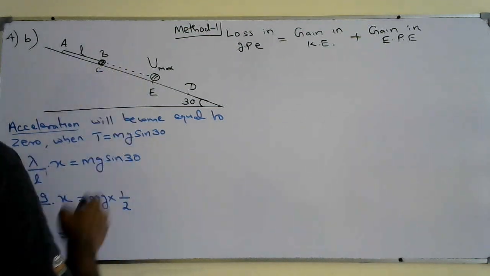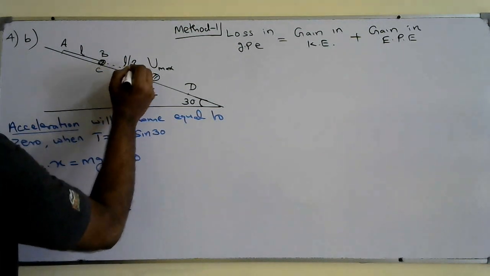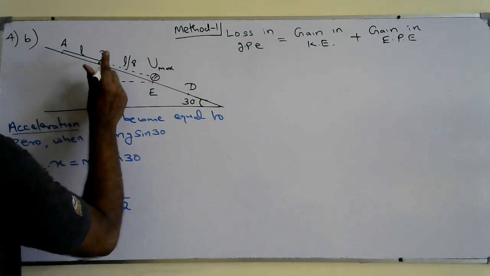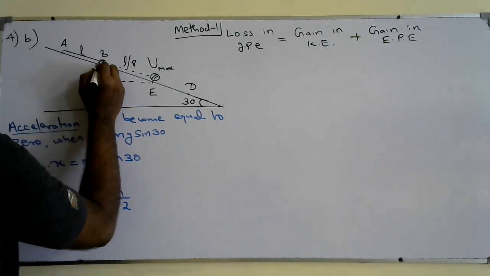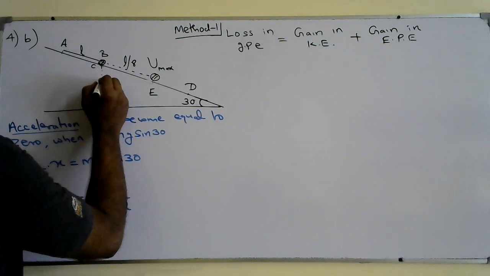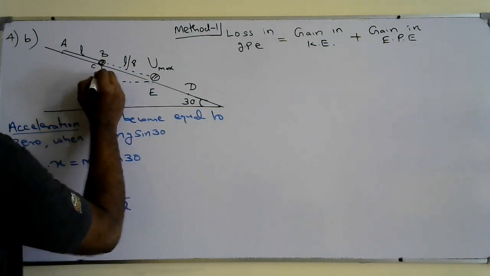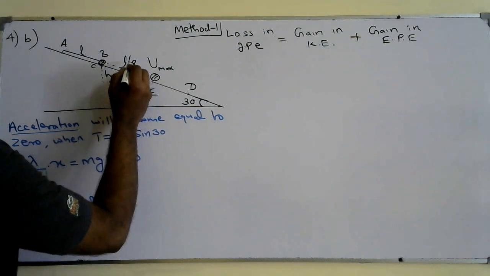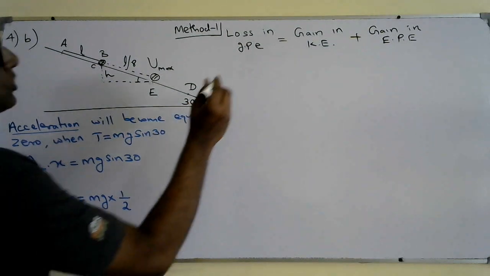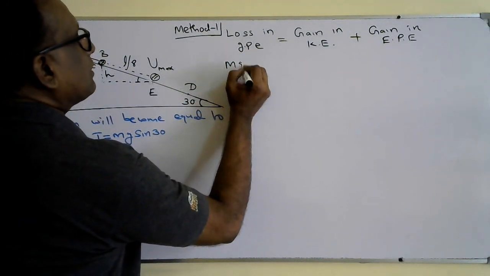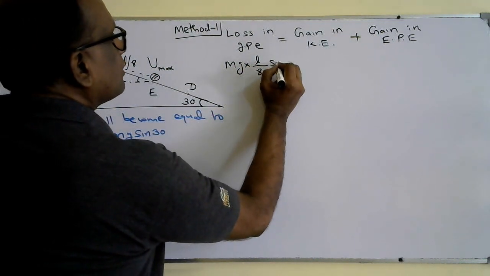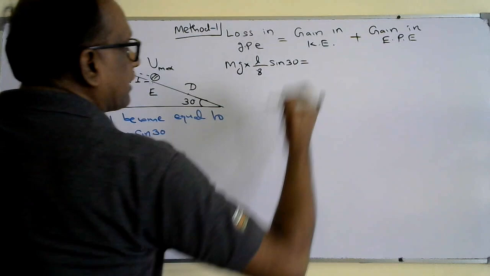This length is L by 8. We need the height H it has fallen down until this point from point C. So H is equal to L by 8 sine 30, where this angle is 30 degrees and this length is L by 8. So the loss in GP is mg H, which is mg times L by 8 sine 30.